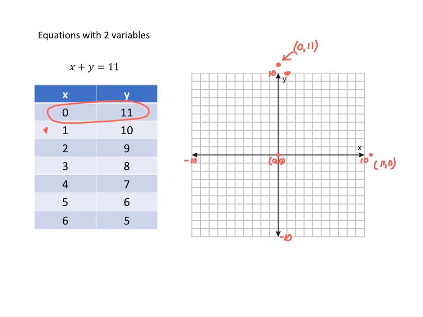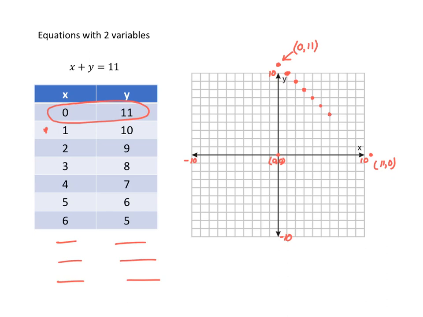But those other points, let's put them on here. (1, 10) we already have. (2, 9) is across 2, up 9. (3, 8) is across 3, up 8. (4, 7) is across 4, up 7. Can you see something happening here? Across 5 and up 6. Across 6 and up 5. You should notice that if we kept going in our table, which we could do because we could find more x and y values that add up to 11, they would all end up on the same line.